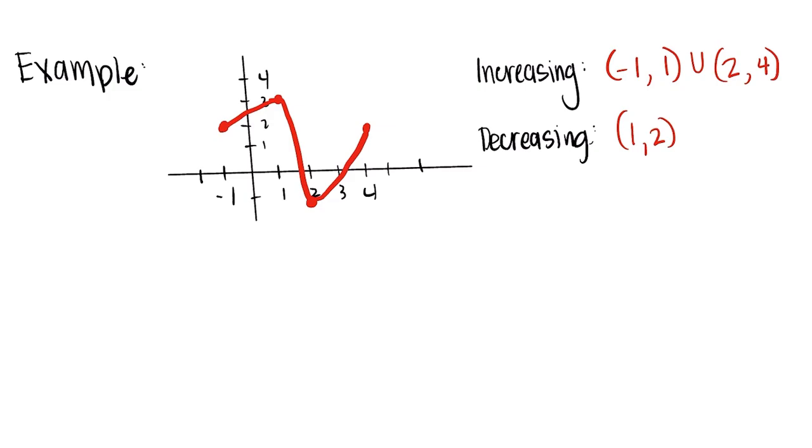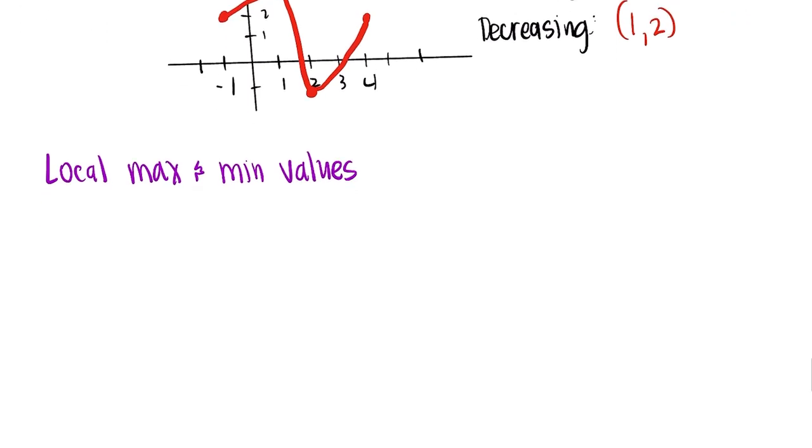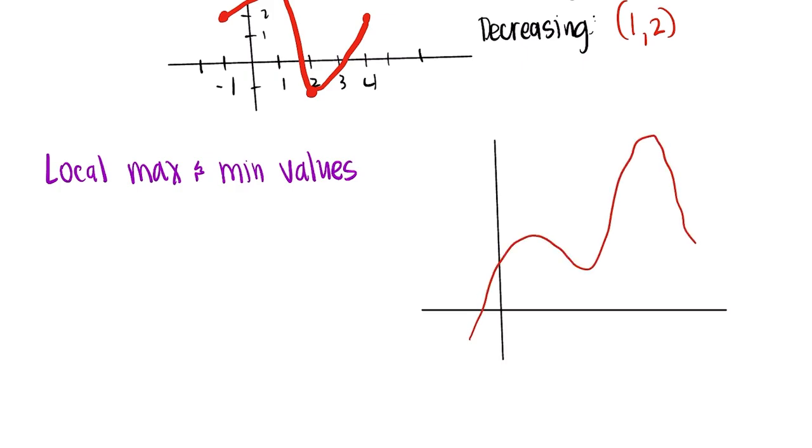So now the last thing that we're going to look at is local maximum and local minimum values. So I'm going to draw just some random graph. I'm not going to put any X or Y values on it because I don't really care about those for this graph. So here's just some random graph.